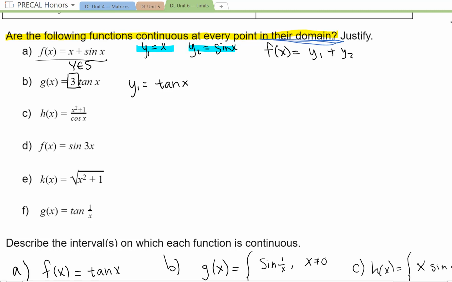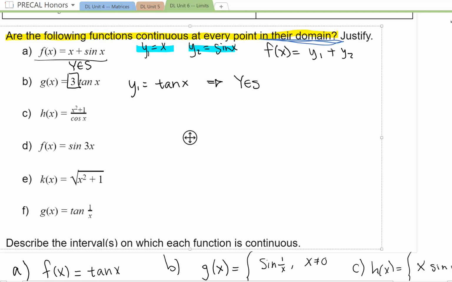Tangent is continuous at every point in its domain. The points at which it is not continuous are not in its domain. They are vertical asymptotes. So yes, this is continuous at every point in its domain. The vertical asymptotes are not in the domain. So therefore, they do not make this not a continuous function for every point in its domain. Whew. Now if I just said, is the function continuous? No.